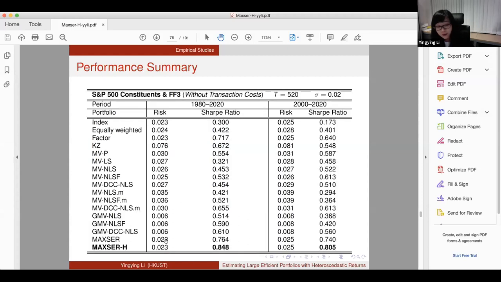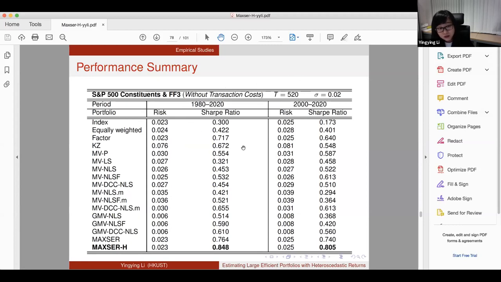So we see from this performance summary that, again, in terms of Sharpe ratio, the MaxER-H does reach a high Sharpe ratio compared with the benchmark portfolios. And also in terms of the risk, these MV portfolios, no matter with the sample mean as input or the momentum mean as input, all have a relatively higher risk compared with the risk level. And then MaxER and MaxER-H have a risk that's close to the risk level.